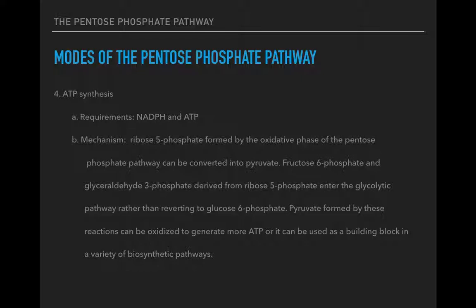The fourth mode of the pentose phosphate pathway is going to be used primarily for ATP synthesis. So requirements are going to be NADPH and ATP. Mechanism: ribose 5-phosphate formed by the oxidative phase of the pentose phosphate pathway can be converted into pyruvate, with fructose 6-phosphate and glyceraldehyde 3-phosphate derived from ribose 5-phosphate entering the glycolytic pathway rather than reverting to glucose 6-phosphate. Pyruvate formed by these reactions can then be oxidized to generate more ATP, or it can be used as a building block in a variety of biosynthetic pathways.